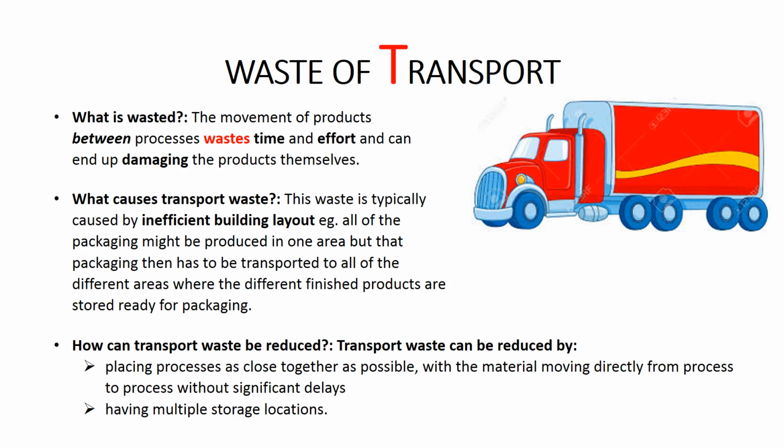Well, transport waste can be reduced in 2 ways. Firstly, by placing processes as close together as possible, with the material moving directly from process to process without significant delays. And second, through having multiple storage locations. In our example of the packaging, it would be possible to reduce transport waste by producing packaging in different areas that are much closer to the areas where the different finished products are stored ready for packaging.